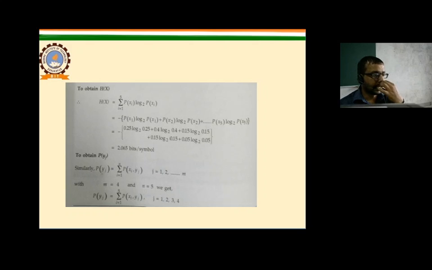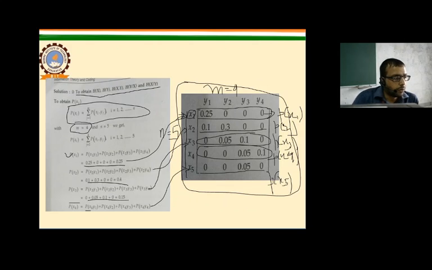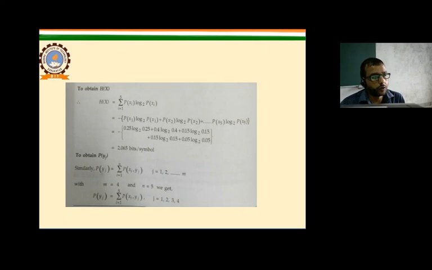Then all the values are calculated by using the formula. Simply here we use the JPM and simply add all the elements in the row to get the values p(x1), p(x2), p(x3) and p(x4). And after that, to obtain the entropy, as we know the formula, the entropy is calculated by using the multiplication of the probability with the information.